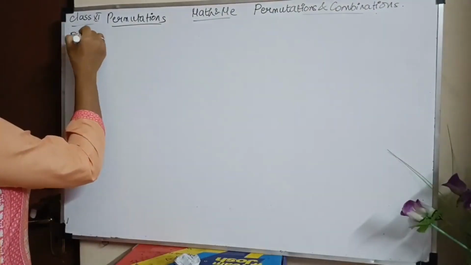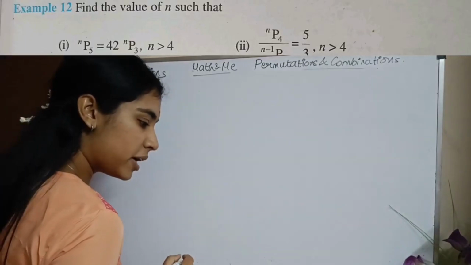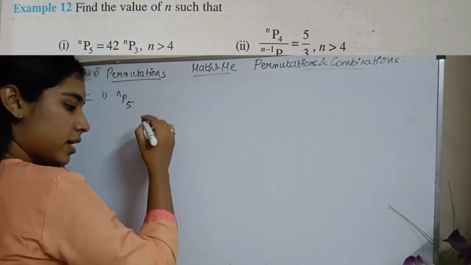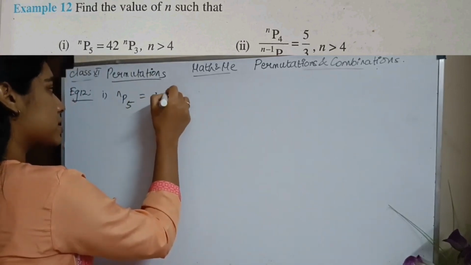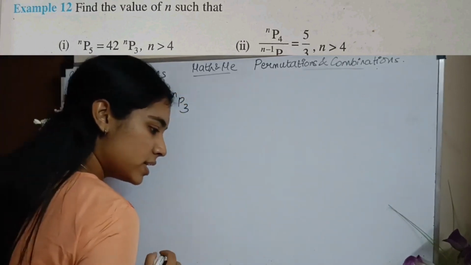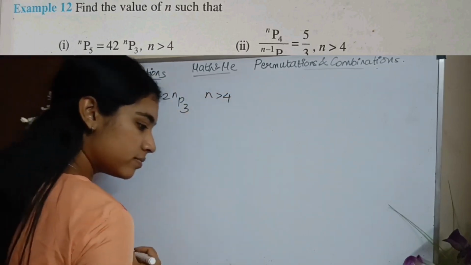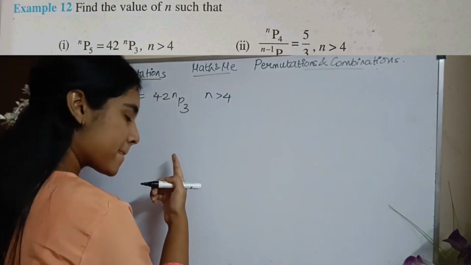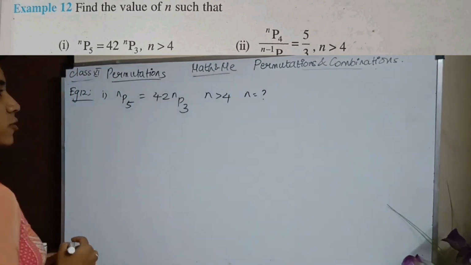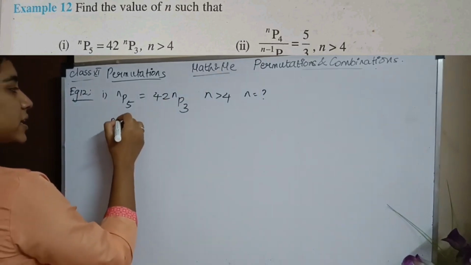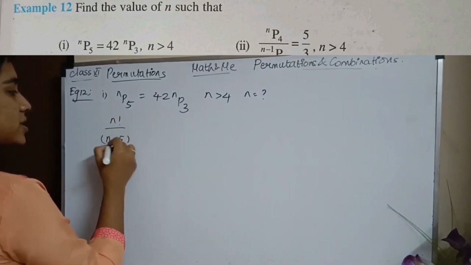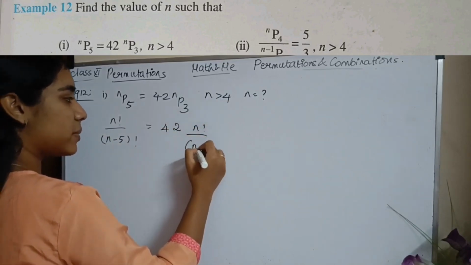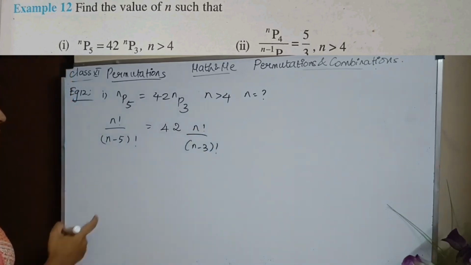Example 12. Find the value of n such that nP5 equals 42 times nP3, where n is greater than 4. So I've been given this, and I need to find what n is. Okay? So if I solve, nP5 is n factorial divided by n minus r, which is n minus 5 factorial, equals 42 times n factorial divided by n minus 3 factorial. Okay? So how can we write this?